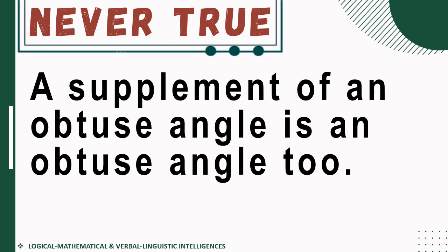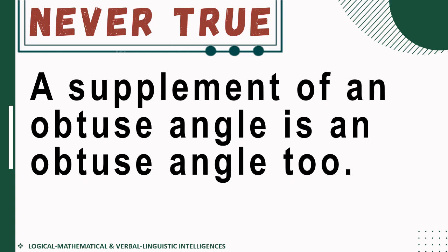So 180 minus 91, that would be 89 degrees. Is 89 degrees an obtuse angle too? No, right? So it will not be an obtuse angle. The supplement will not be an obtuse angle. Otherwise, it will exceed 180 degrees.